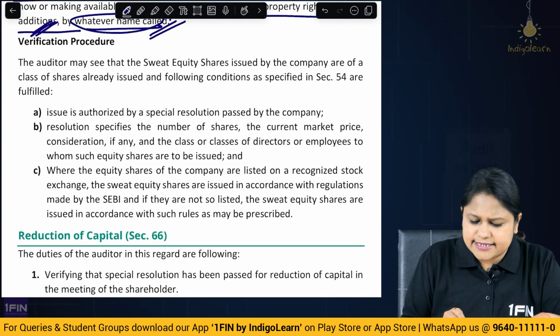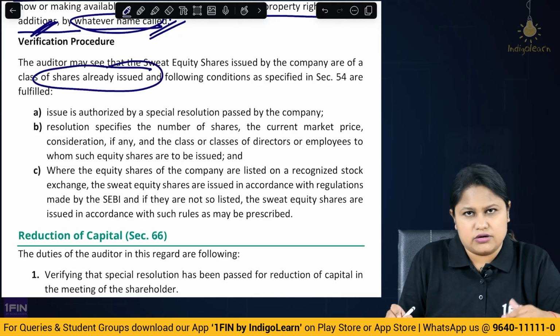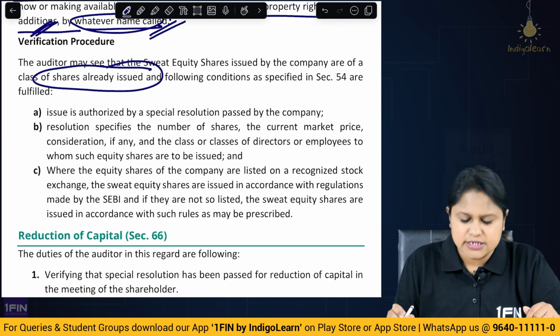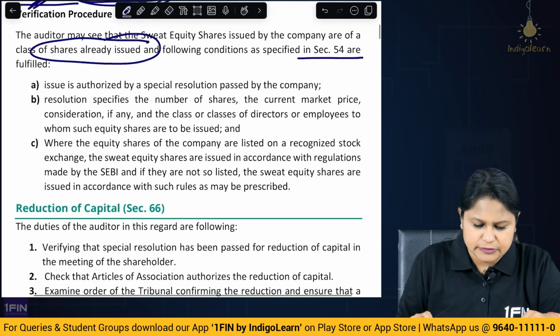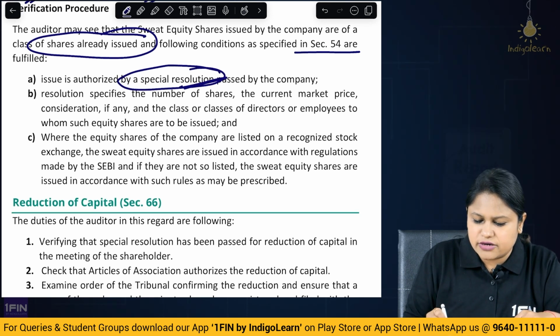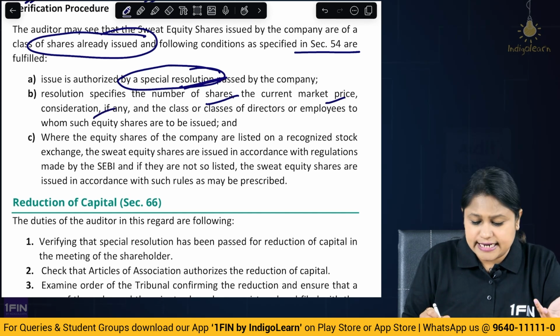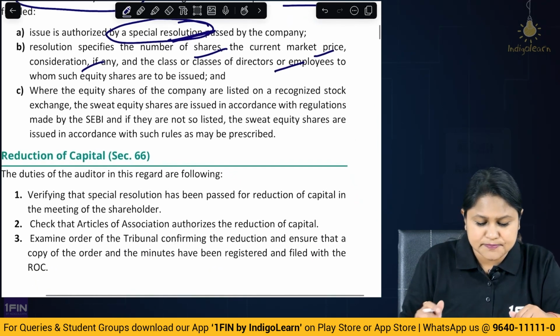The auditor may see that the sweat equity shares issued by the company are of the class already issued. So there should not be a fresh issue of sweat equity. Okay, it should always be already existing shares only. A part of it only will be issued again in the form of sweat equity. And the following conditions as specified in section 54 are to be fulfilled. Issue is always authorized by special resolution, I told you. This resolution should give the details of the number of shares, current market price, consideration if you are collecting, and which class of directors or employees the shares are being issued to. All of that should be there.